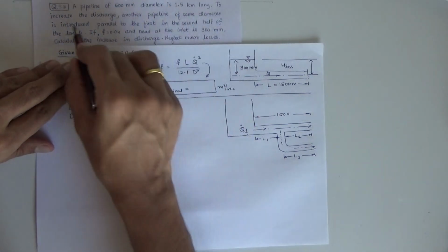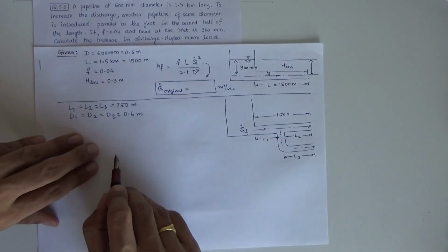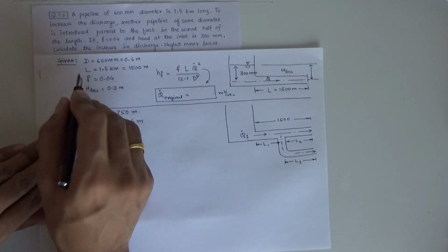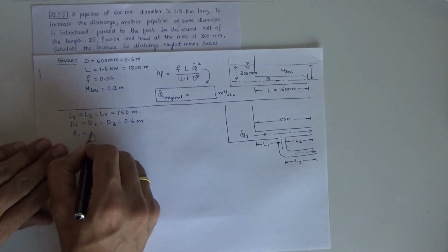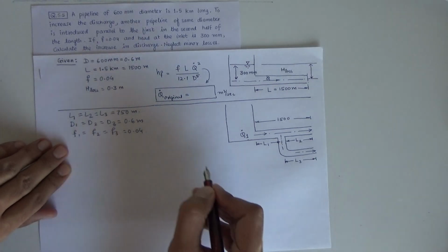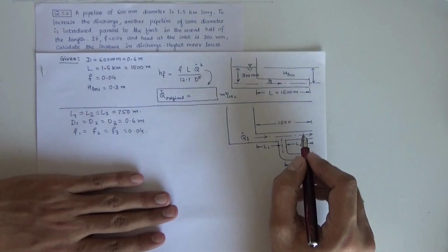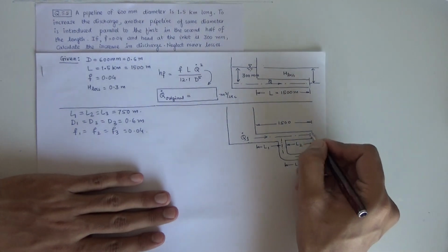Another pipeline of the same diameter means what? 0.6 meter. This D3 is also 0.6 meter. And F, as we know that F is constant, so I can simply write down F1 equal to F2 equal to F3 as 0.04. F is not changing, same pipe is used. And they are asking us to find out the increase in discharge. So what will be the increase?